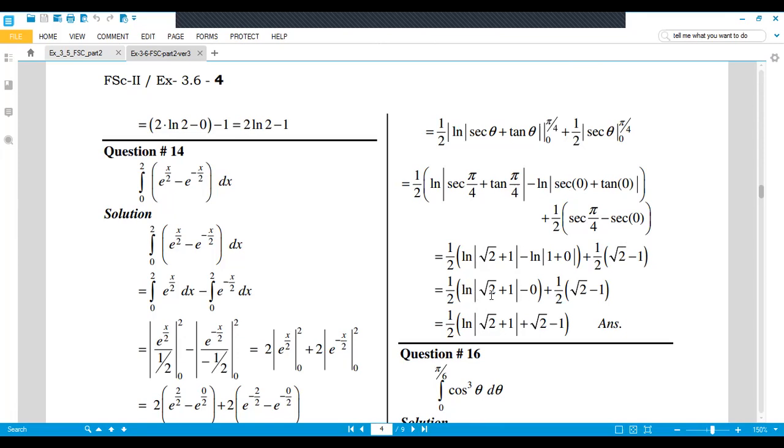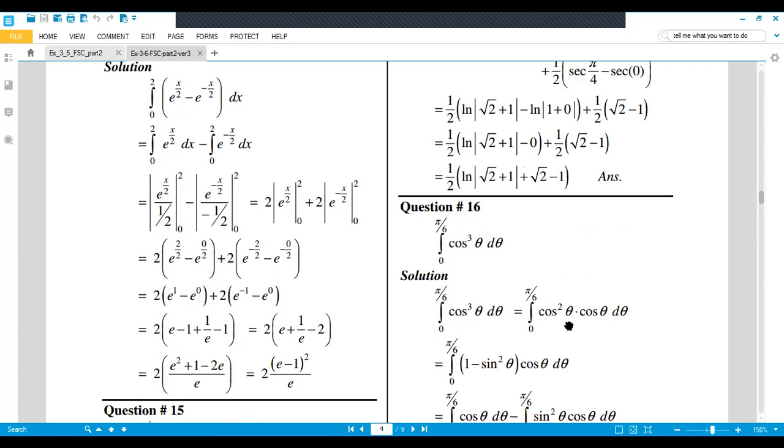So 1 over 2 natural log of under root 2 plus 1 minus 0, because natural log of 1 is 0, and plus 1 over 2 under root 2 minus 1. 1 over 2 take common, so we get natural log of under root 2 plus 1 plus under root 2 minus 1. This is the required answer.